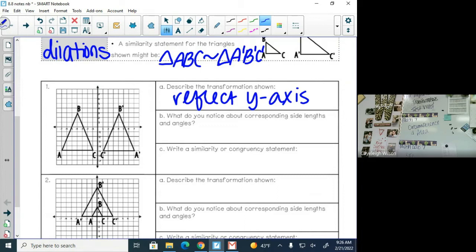Size and shape. So it says, what do you notice about corresponding side lengths and angles? You could say that the sides and the angles are congruent. And they're congruent because they're still the same size. That's what makes them congruent. It's still the same shape and size.